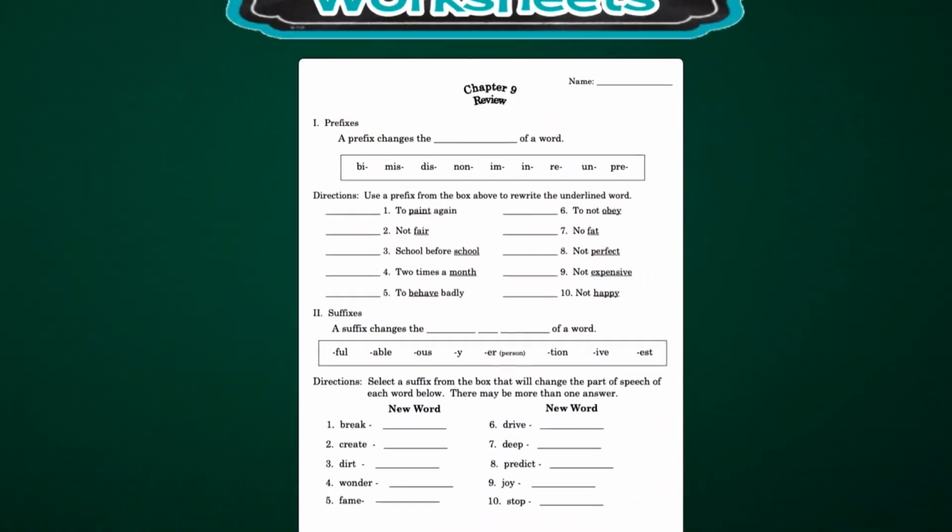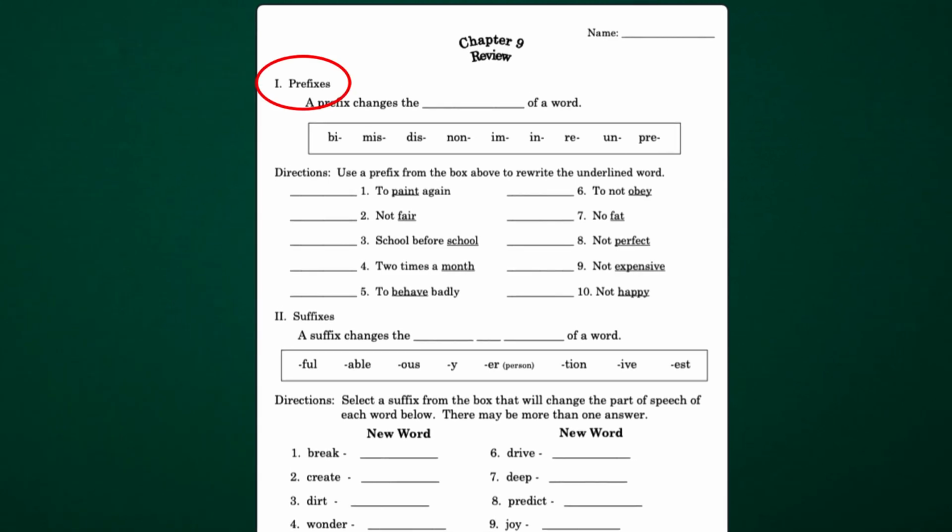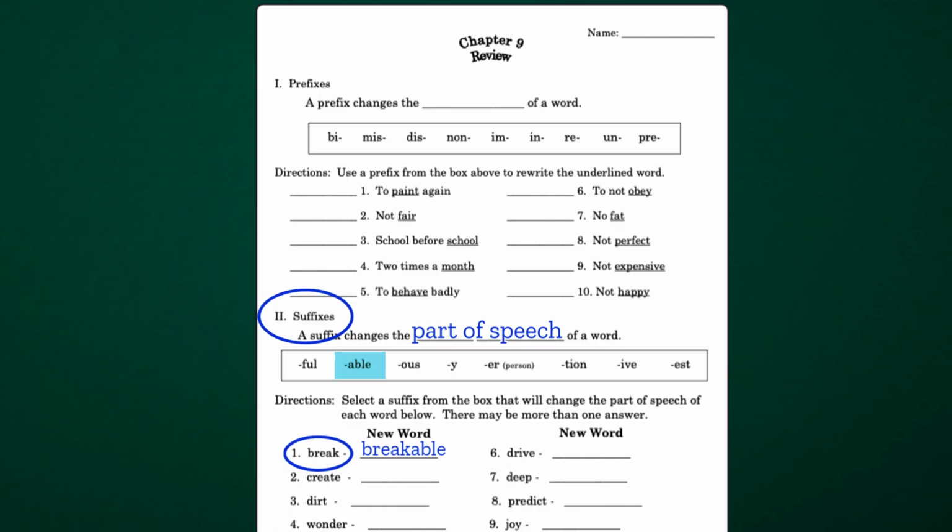Finally, here's a review worksheet from the unit on prefixes and suffixes. The students learned that a prefix changes the meaning of a word, such as paint becomes a new word when we make it repaint. And a suffix changes the part of speech of a word, like break can change from a verb to an adjective by adding able, making breakable. The meaning stays the same, it's just used differently.